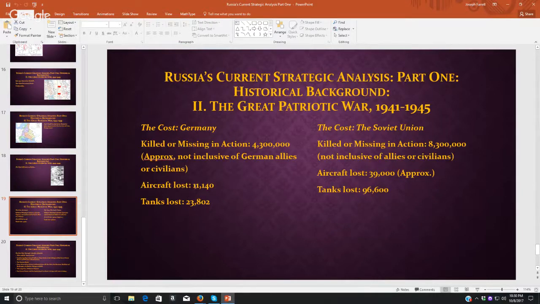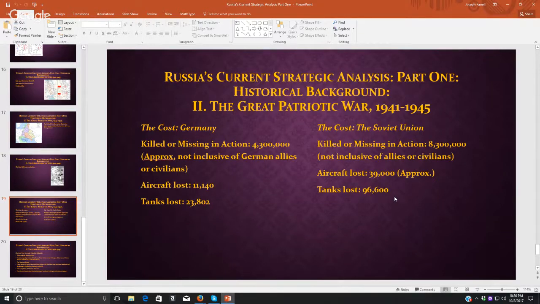Okay. Germany loses approximately 11,000 aircraft, again, depending on your source. The Soviet Union lost well over 30,000, approximately 39,000. I've seen some estimates as high as 45,000. So the material losses are almost at a 3 and possibly a 4-to-1 ratio in terms of aircraft. Again, Germany losing about 23,800 tanks, and again, notice the Soviet losses are astronomical.